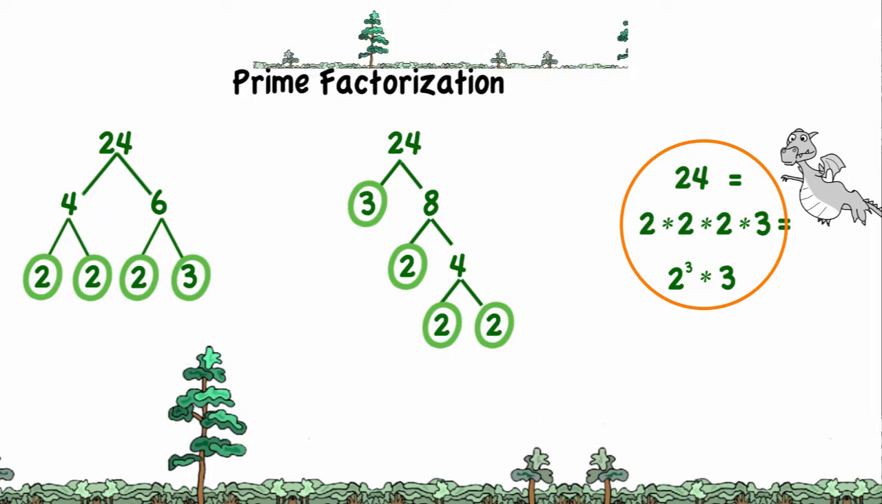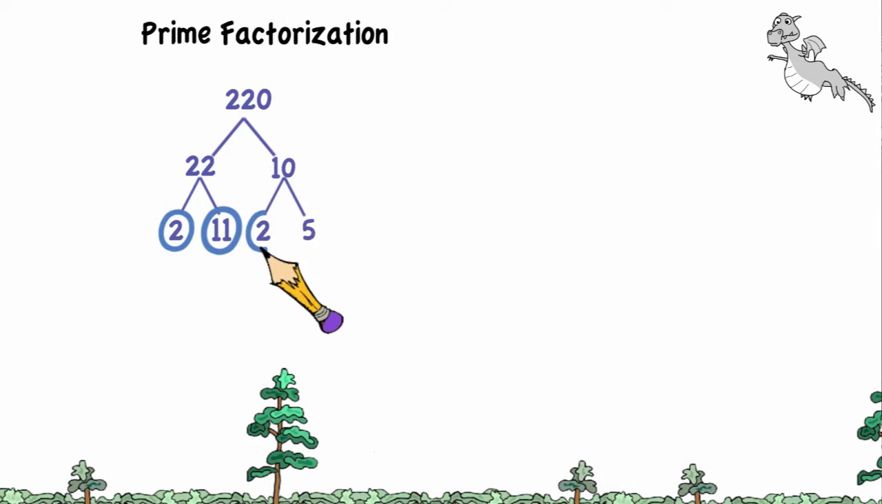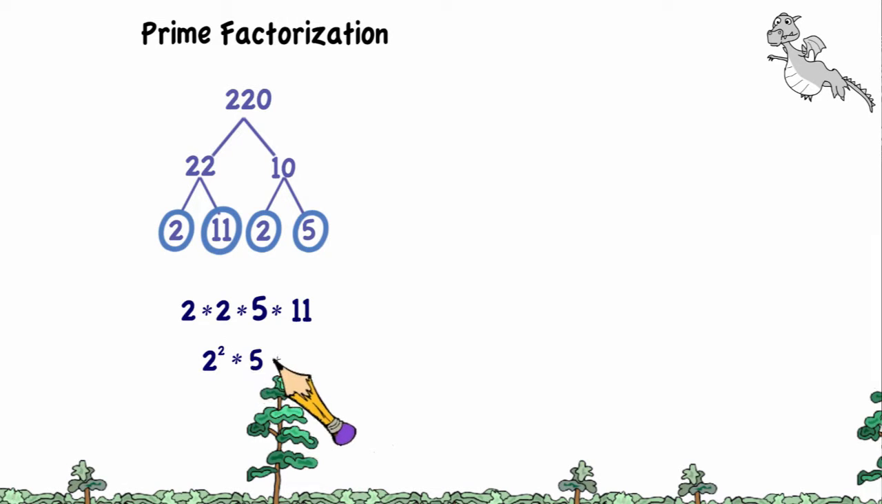Okay, let's look at another example. Find the prime factors of 220. Well, 220 is 22 times 10, and 22 is 2 times 11. Those are both prime. And 10 is 2 and 5. Those are both prime. So our prime factors are 2 times 2 times 5 times 11, or 2 squared times 5 times 11. One last example.